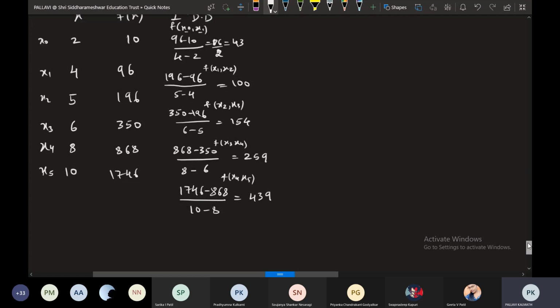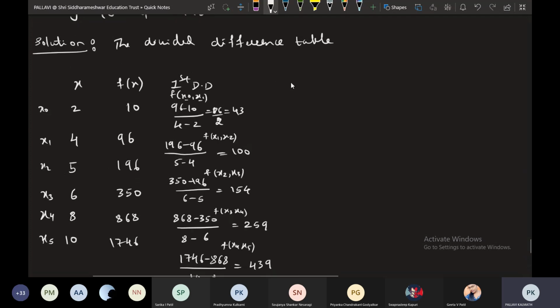Then you go for the second divided difference, denoted as f of x0, x1, x2. Please understand this symbol: it is divided by the last term minus the first term. So the numerator will be as usual the second term minus the first term: 100 minus 43 divided by x2 minus x0. How much will this be? Is it 5 minus 2?